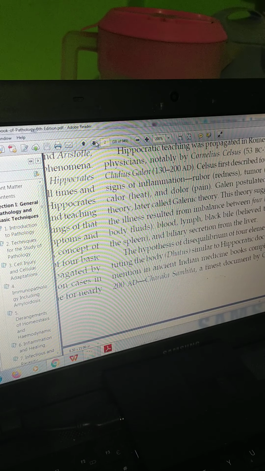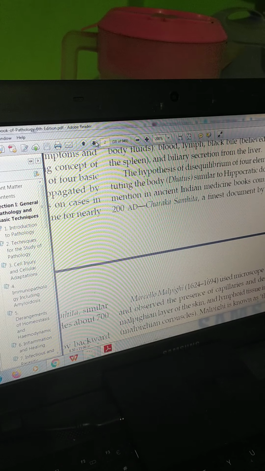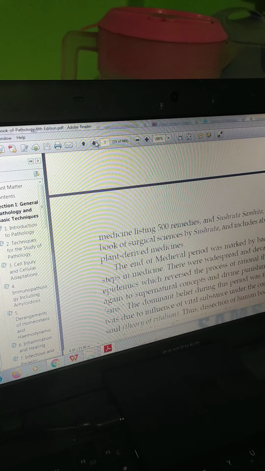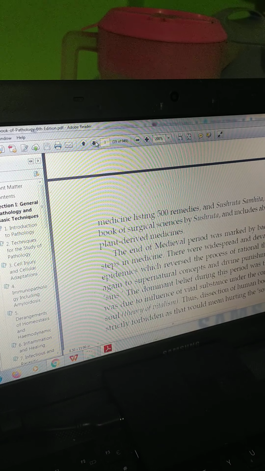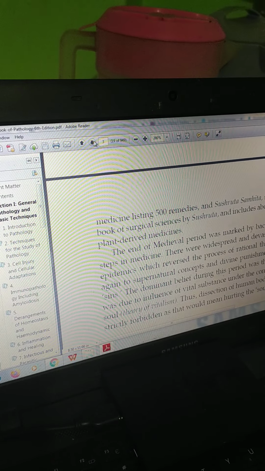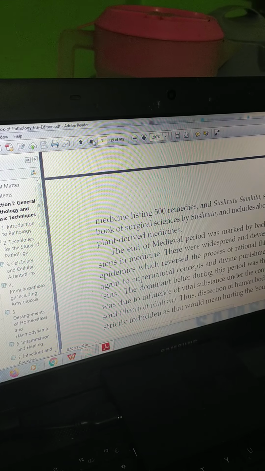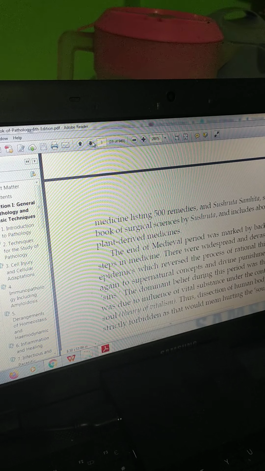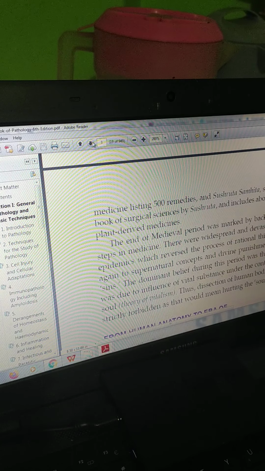Charaka Samhita, a finest document by Charaka on medicine, listing 500 remedies. Sushruta Samhita, a similar book of surgical science by Sushruta, includes about 700 plant-derived medicines.